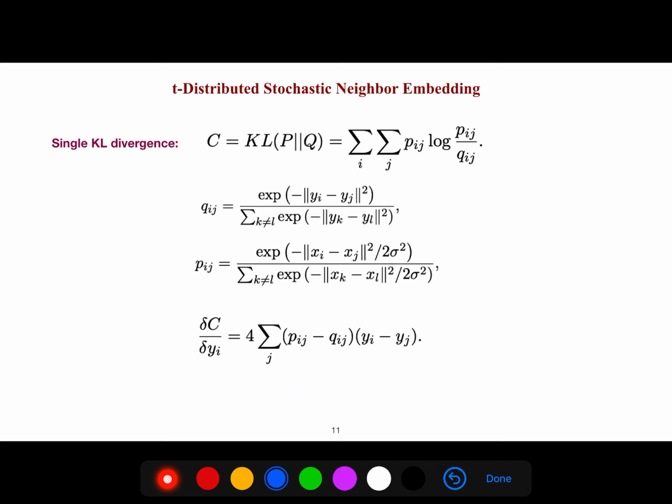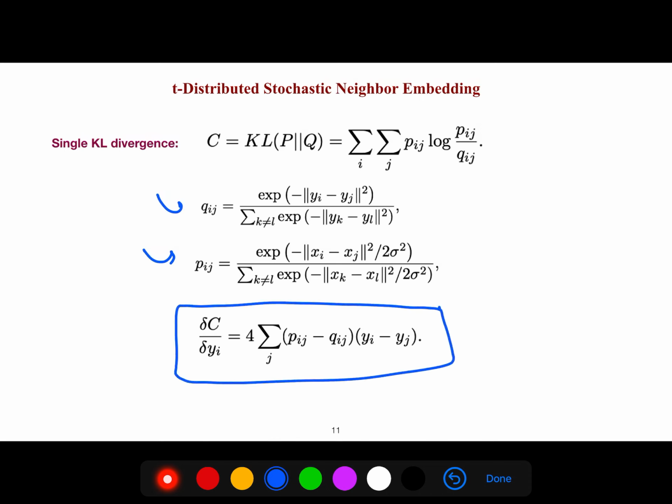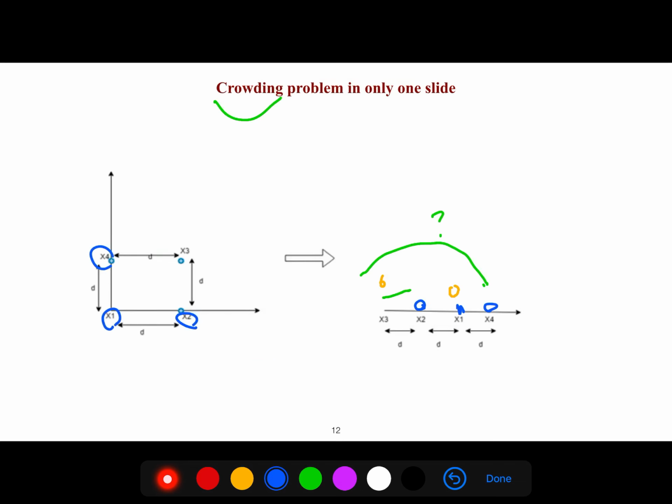And the T-distributed stochastic neighbor embedding tries to unify and simplify everything. So we have just one P and one Q. So everything is the same. And so the derivative is somehow easier to verify, easier for the algorithm.